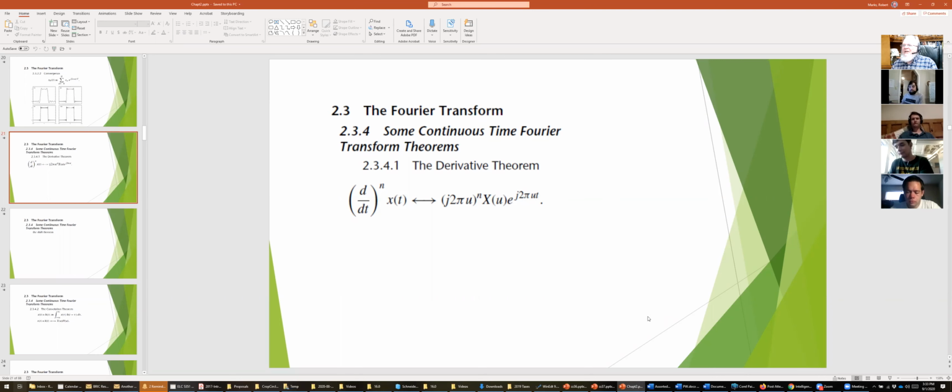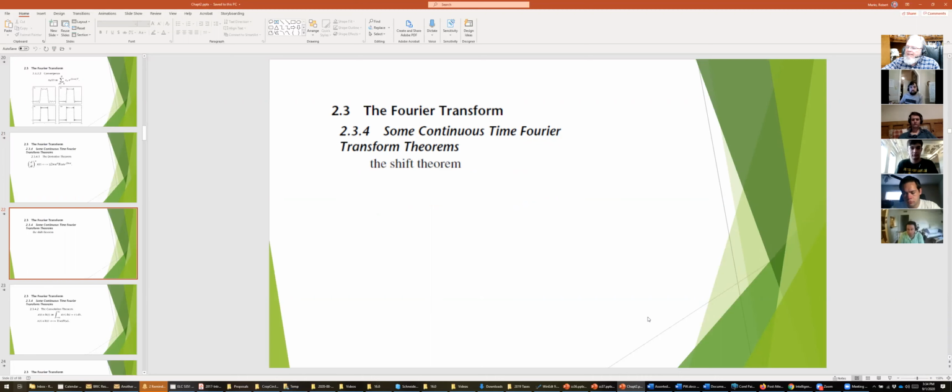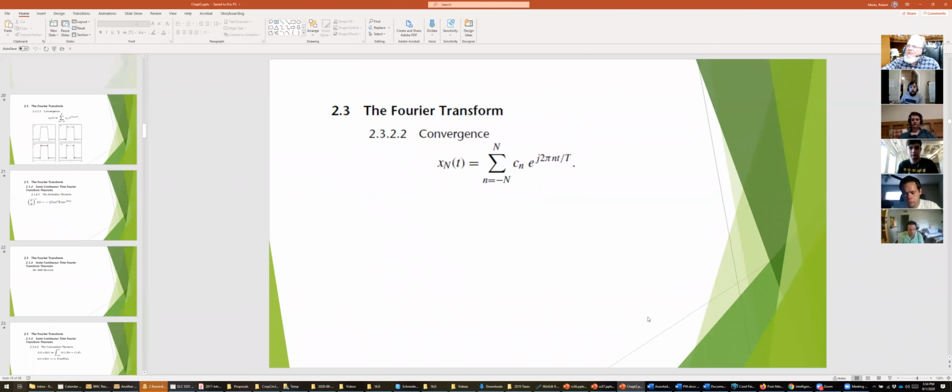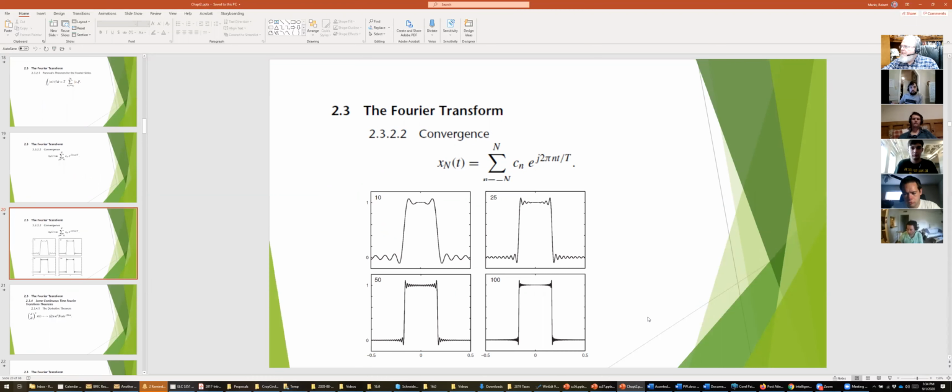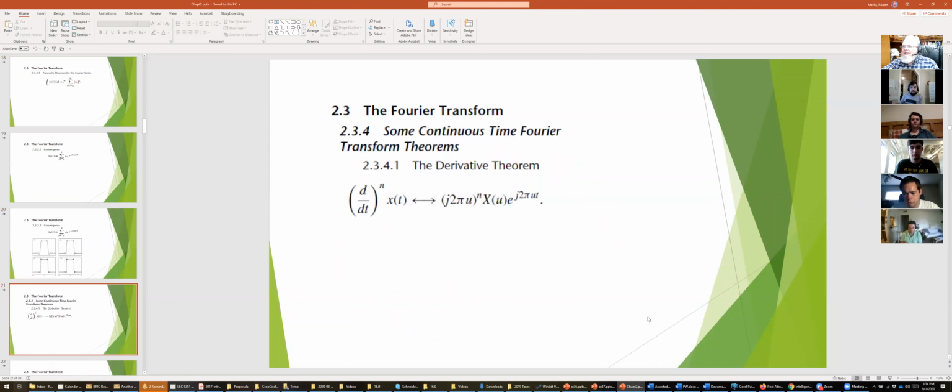Okay, so we've been talking about the Fourier transform and reviewing some of the properties. These properties are stuff that we had as an undergraduate, and it's kind of review. We already have looked at the continuous time Fourier transform, the derivative theorem. We proved that. Before that, we had convergence, and we had Parseval's theorem for the Fourier series. Convergence, of course, is haunted by Gibbs phenomenon. There's nothing you can do about it, but it's still something that's interesting. It's something that we mitigate all the time.